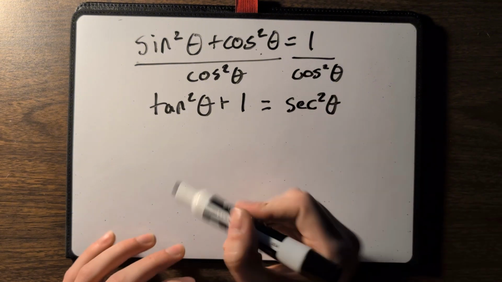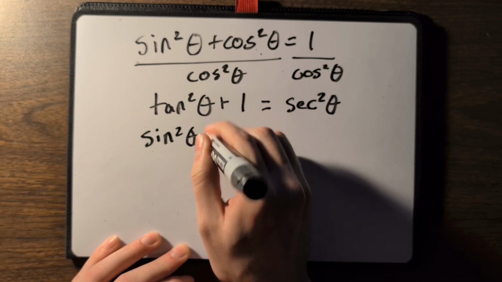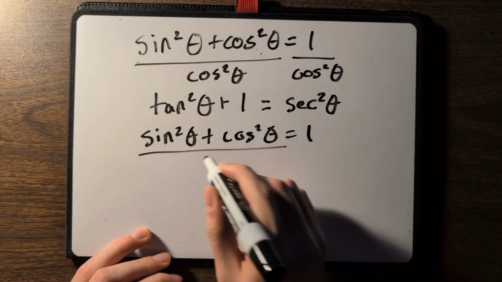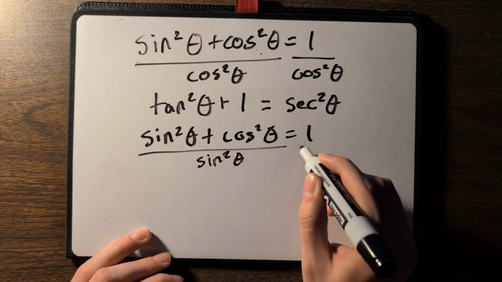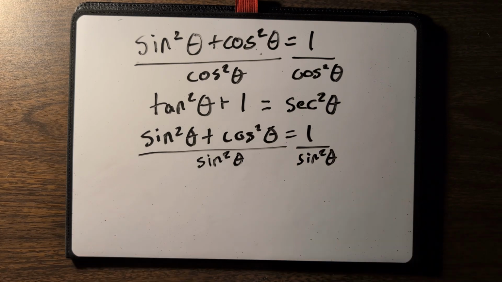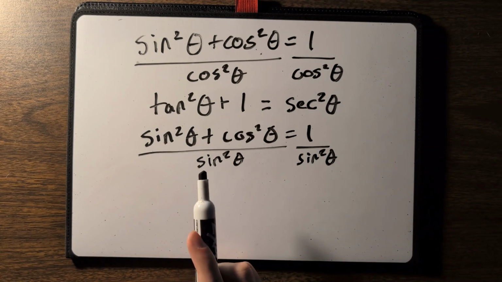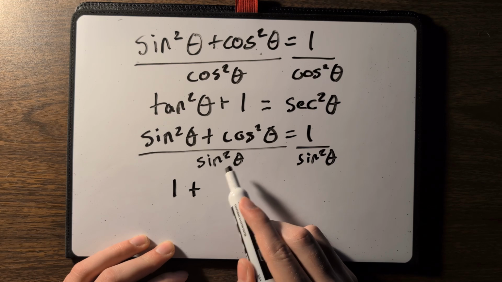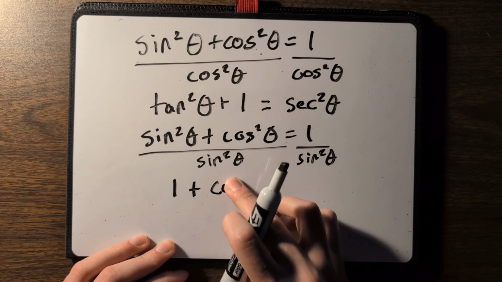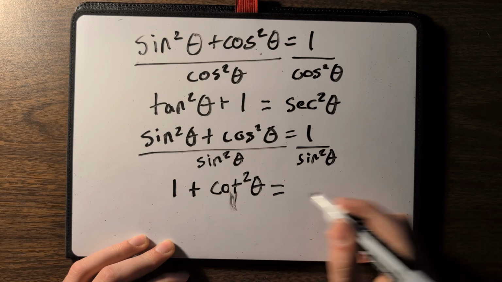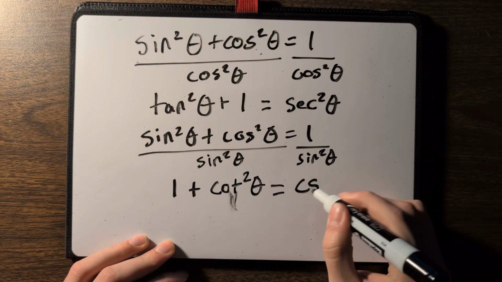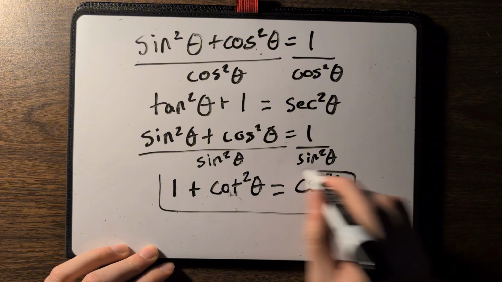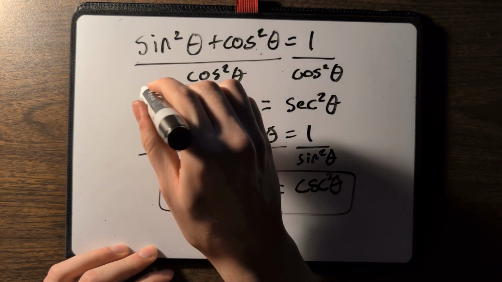Well, let's go back to our original identity. But what if we divide both sides by sine squared theta? Well, sine squared theta over sine squared theta is 1, plus cosine squared theta over sine squared theta is cotangent squared theta. 1 over sine squared theta is cosecant squared theta. And here's another identity. So we have this one, which relates cotangent and cosecant together.